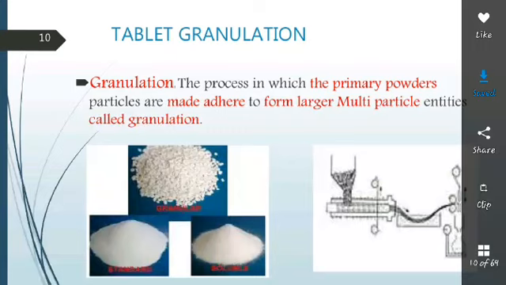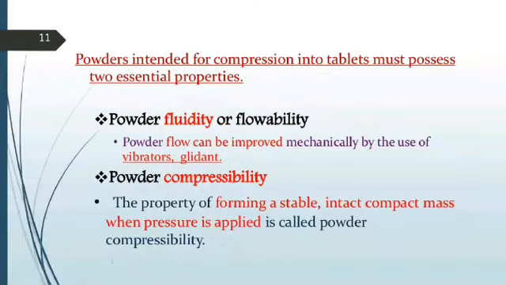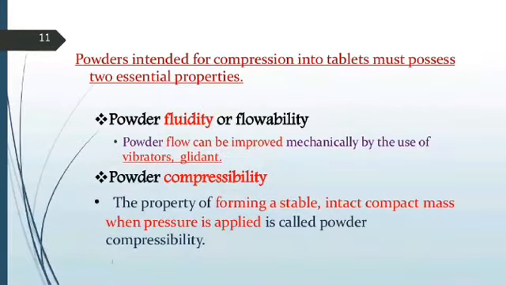Granulation is a process by which a powder is converted to minute multi-particle entities called granules or granulation. Granules are spherically shaped tiny particles. As you can see from the figure, you can convert the powder to granules. Generally the granulation must possess powder fluidity and flowability, and enhanced compressibility. Okay, so this is how the granulation is done.